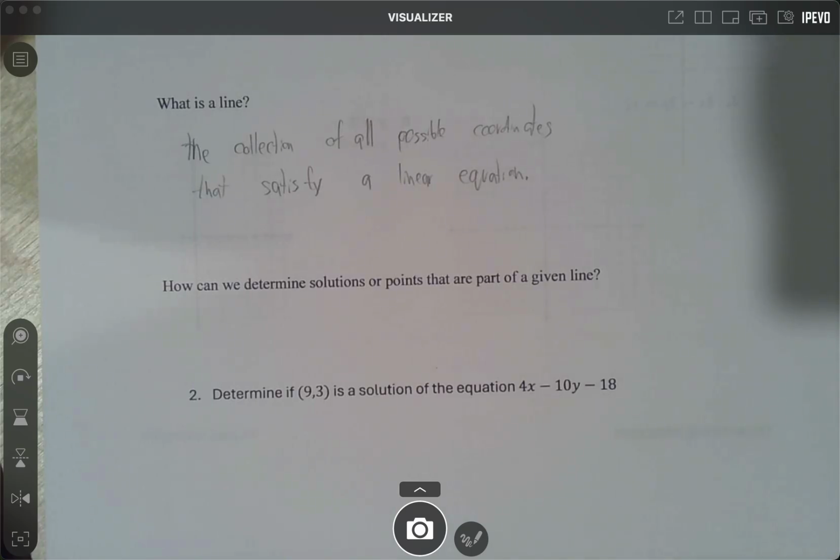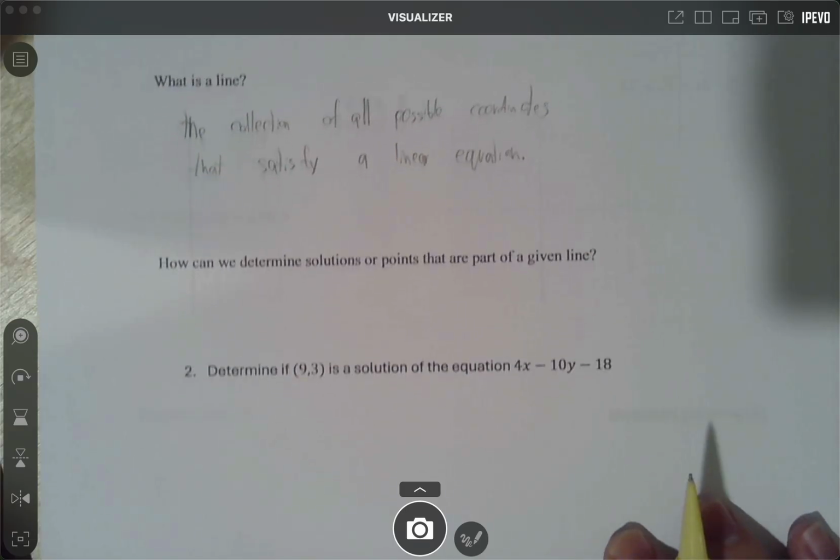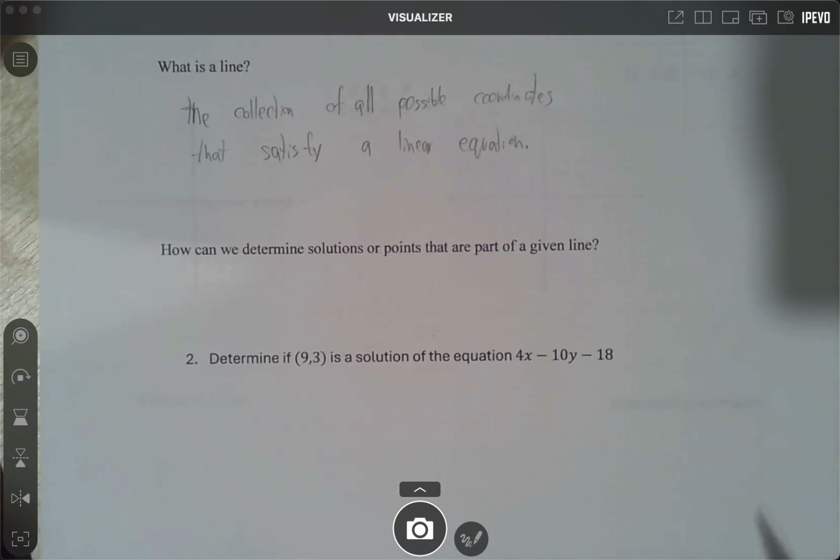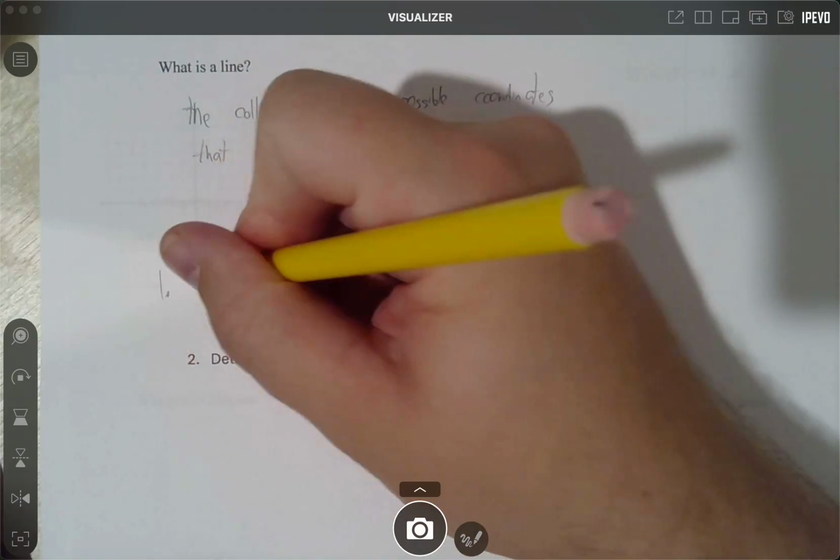Now then the question is, well, how can I find coordinates on a line? How can I know what I need to look for? And the answer is there's kind of three ways. There's guess and check.